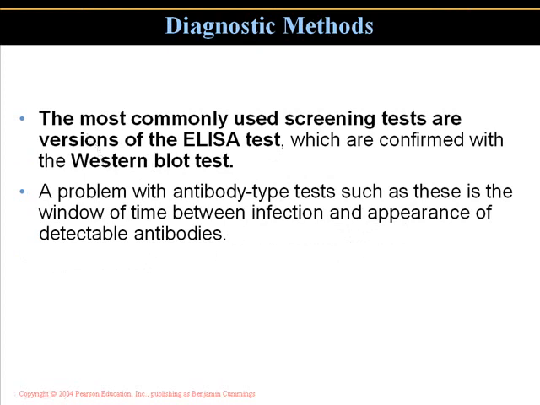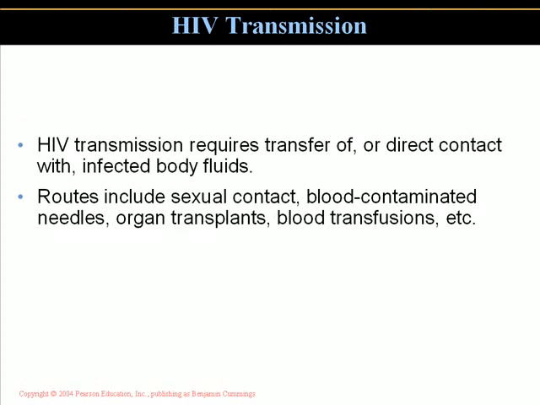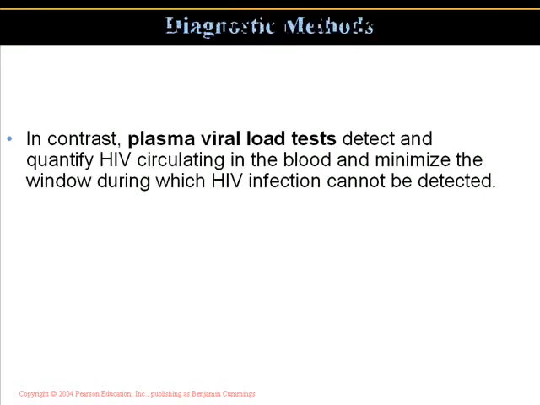A problem with antibody type tests such as these is a window of time between infection and the appearance of detectable antibodies. HIV transmission requires a transfer of or direct contact with infected bodily fluids. Routes include sexual contact, blood-contaminated needles, organ transplantations, blood transfusions, etc. Again, there must be direct contact with infected bodily fluids. In contrast, the plasma viral load test detects the quantity of HIV circulating in the blood and minimizes the window during which HIV infection cannot be detected.